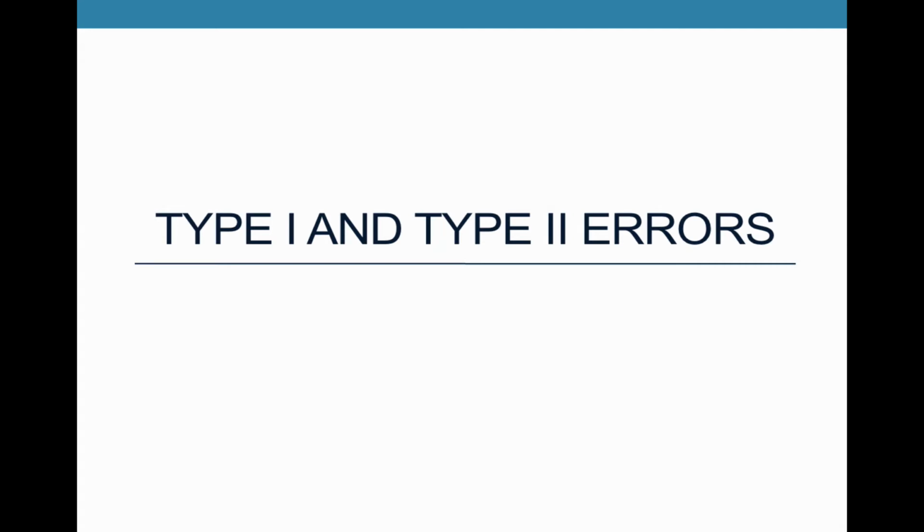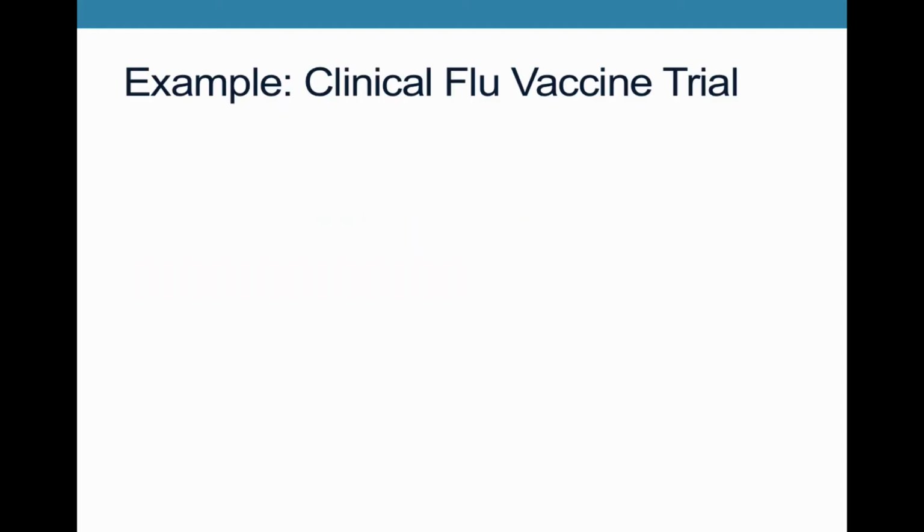This lecture explains two types of errors that can emerge in hypothesis testing. These are known as type 1 and type 2 errors. With type 1 errors, we make the mistake of saying that there is a relationship when there really isn't one. And with type 2 errors, we make the mistake of saying that there's not a relationship when there really is one in the population.